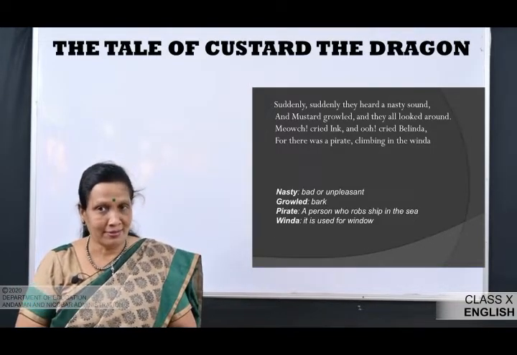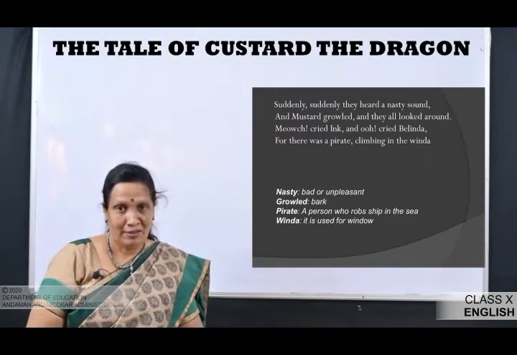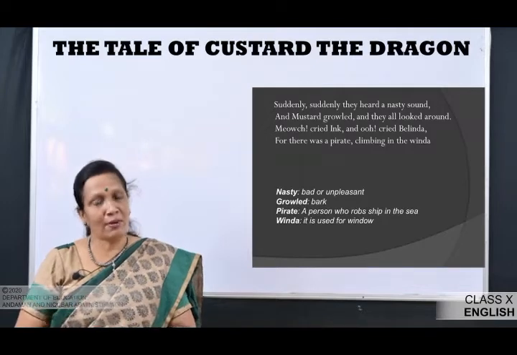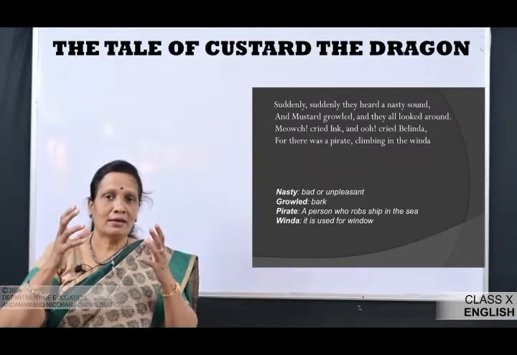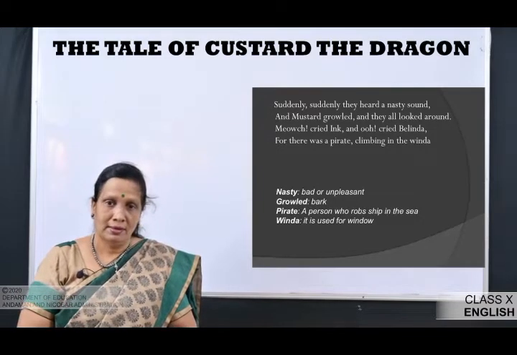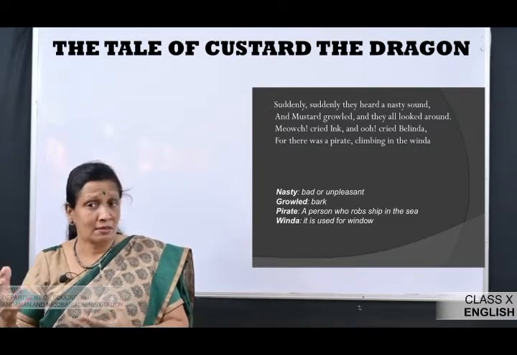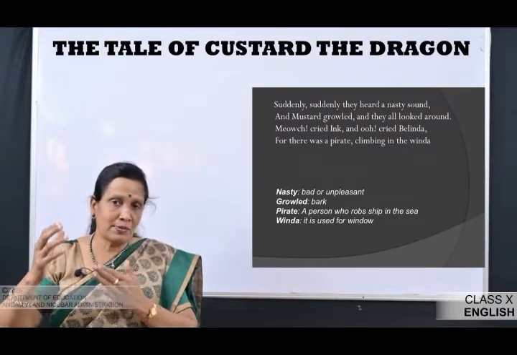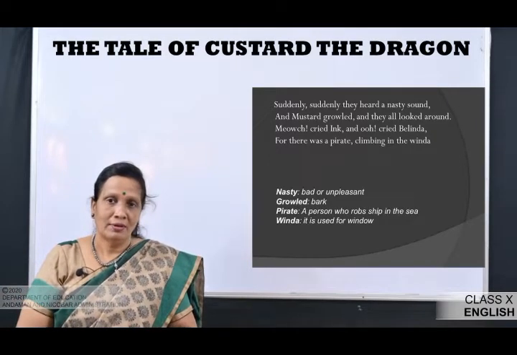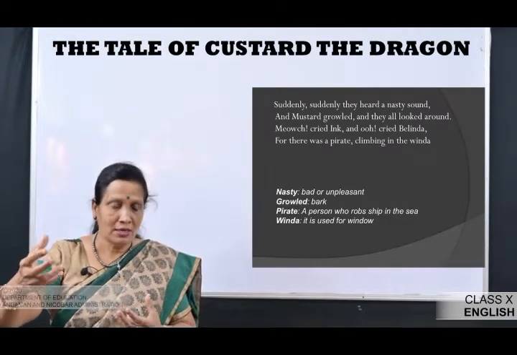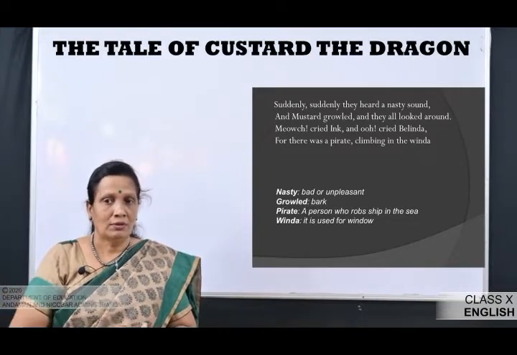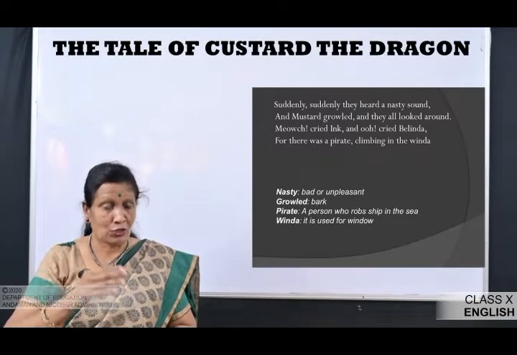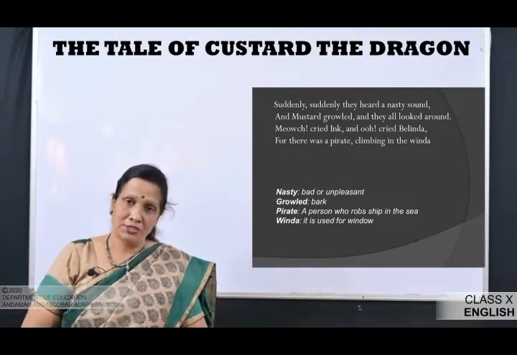Meow, cried Ink, and ooh, cried Belinda, for there was a pirate climbing the window. Children, nasty here means bad or unpleasant, and growl here means bark. And a pirate is a person who robs a ship in the sea. Children, here window has been used for window. For window, the poet has written window to give a tone. For the rhyming word, Belinda. To rhyme with Belinda, the poet has written window.